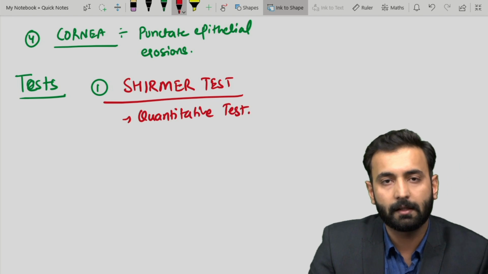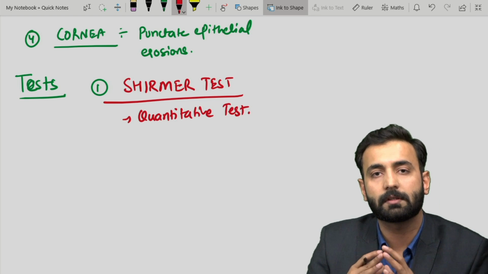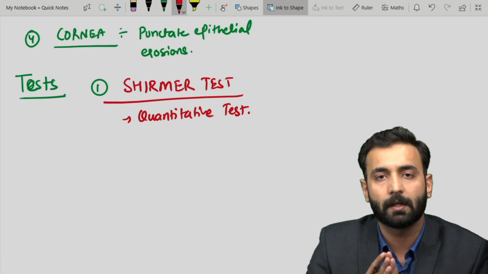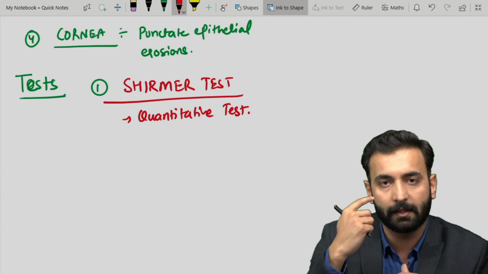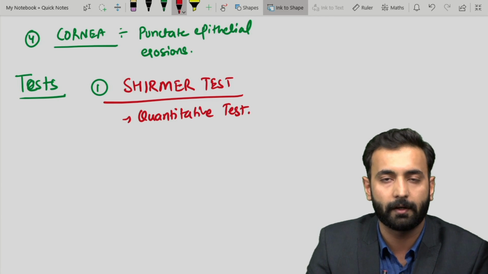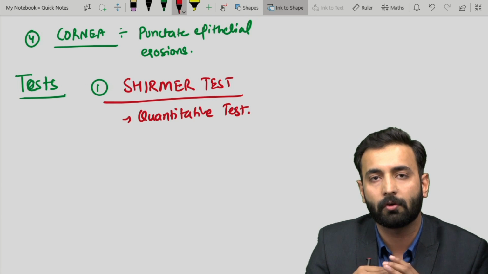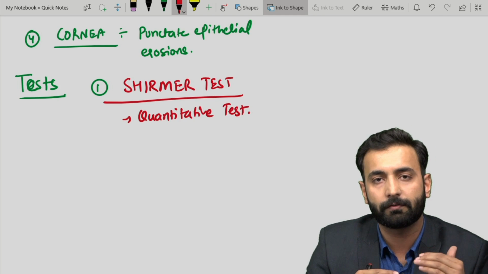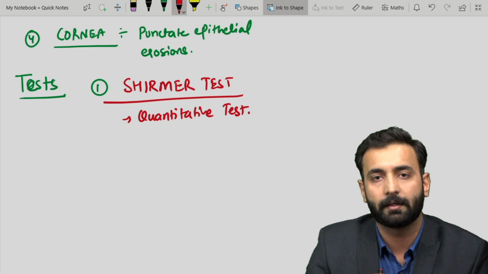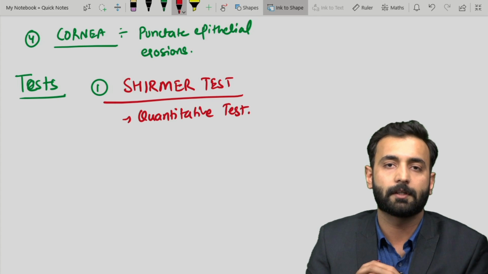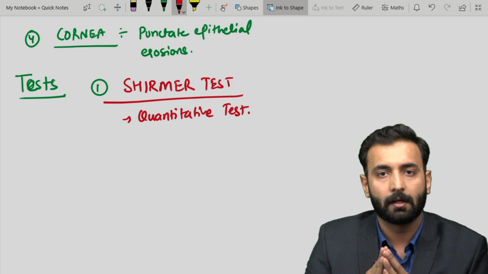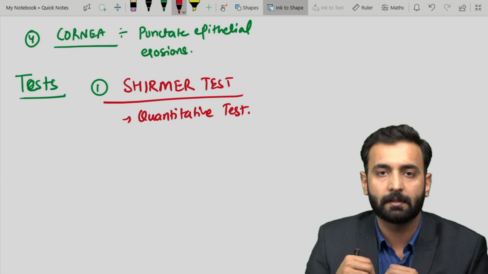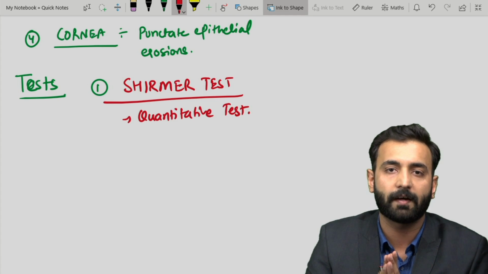So what you see in Schirmer's test, you use a Whatman's filter paper number 41, which is a strip, and you place this strip in your inferior eyelid or the inferior fornix, and you measure the amount of wetting. So number of grading is there written on the strip, and you measure the amount of wetting. You keep that strip for 5 minutes and readings are taken after 5 minutes.